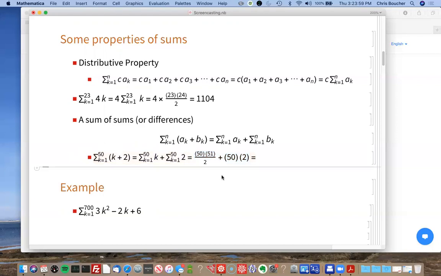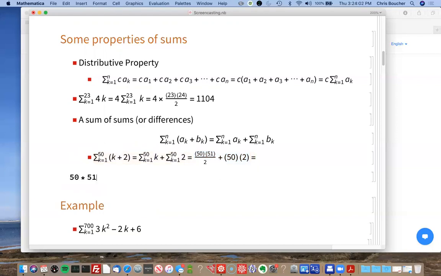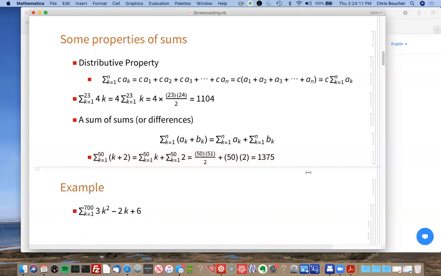All right, let me use my computer to see what that is. 50 times 51 divided by 2 plus 50 times 2 is 100. I can do that. 1375. All right, there we go. Let's get rid of that.